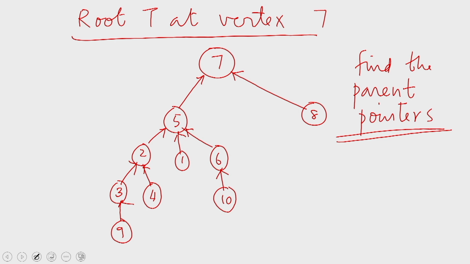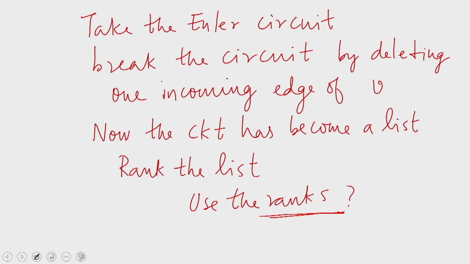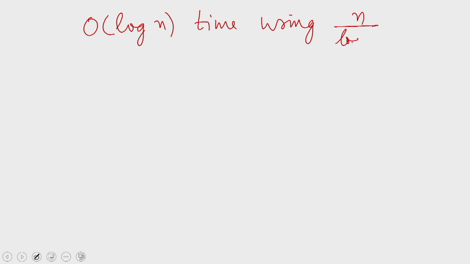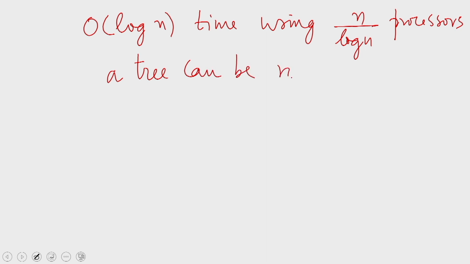So, when we do this, we would have rooted the tree, which means the cost of rooting the tree is order of n and the time required is order of log n. So, in order of log n time, using n by log n processors, a tree can be rooted on an ER-EW pyramid.